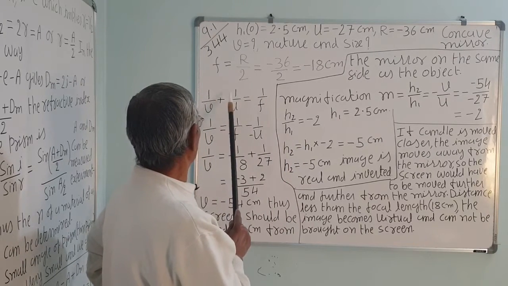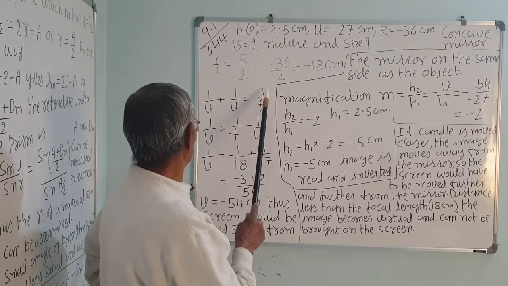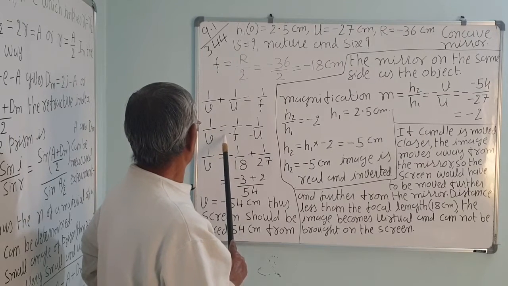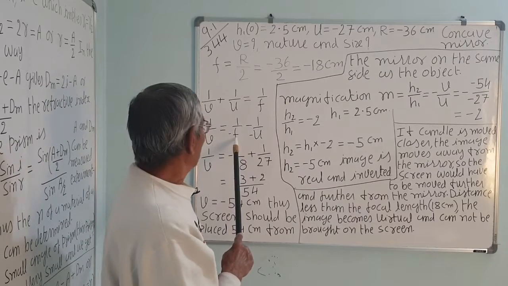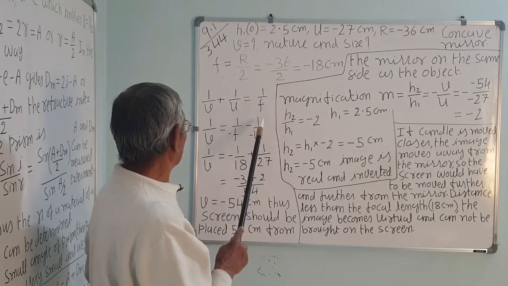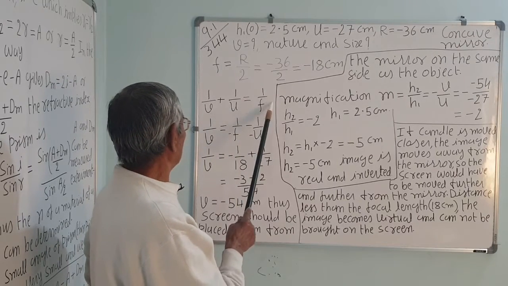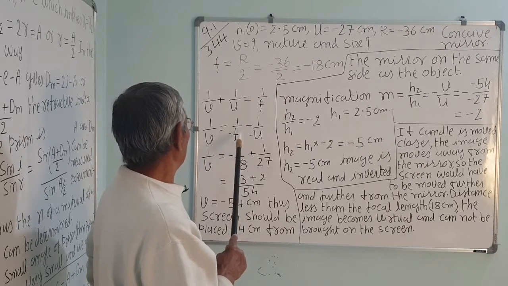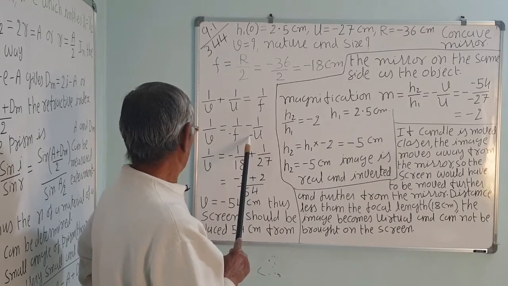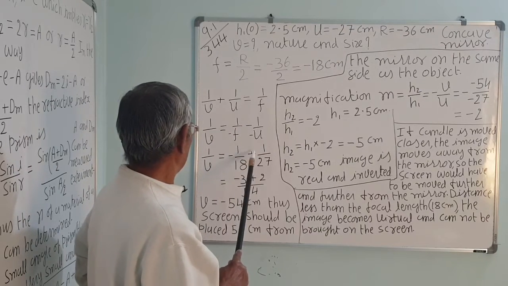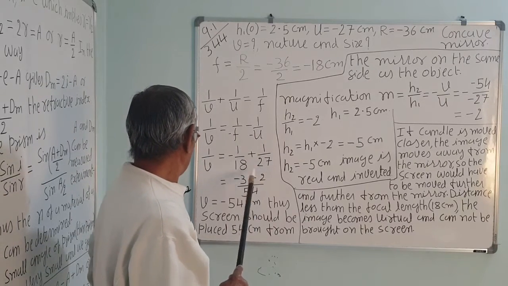So 1 upon V plus 1 upon U is equal to 1 upon F. So 1 upon V is equal to 1 upon F minus 1 upon U. F is minus, focal length of concave is minus, and U is also minus. So negative, negative, plus. This will be plus. So, minus 1 upon 18 plus 1 upon 27, the object distance.